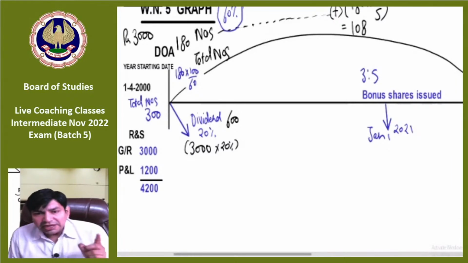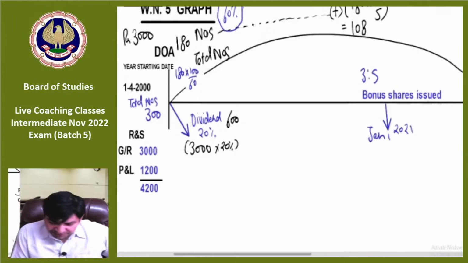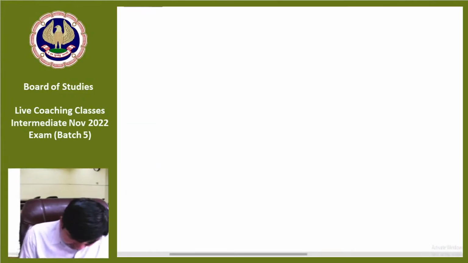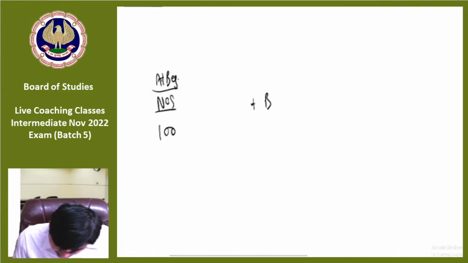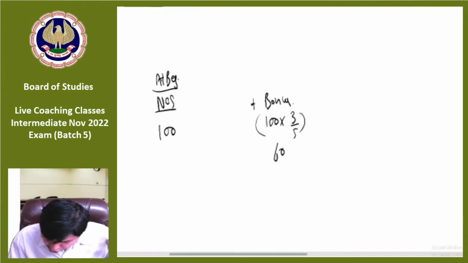Okay. Then, beta, you do in another way. I am giving another way to solve this. See, take an example. If you are having 100 number of shares at beginning and bonus shares issued, how many shares? 100 multiplied by 3 divided by 5, what will be the figure? That is 60. Then of course the closing total share capital would be 160.